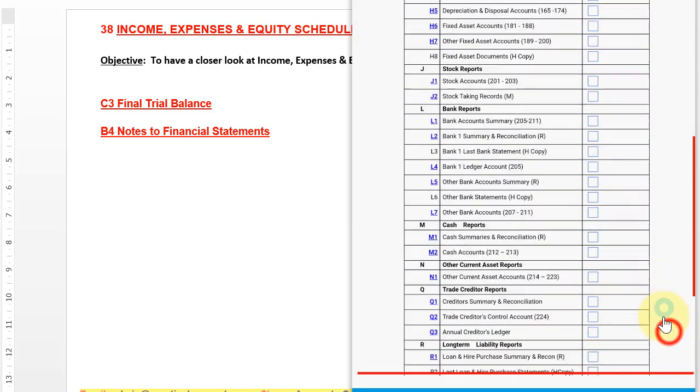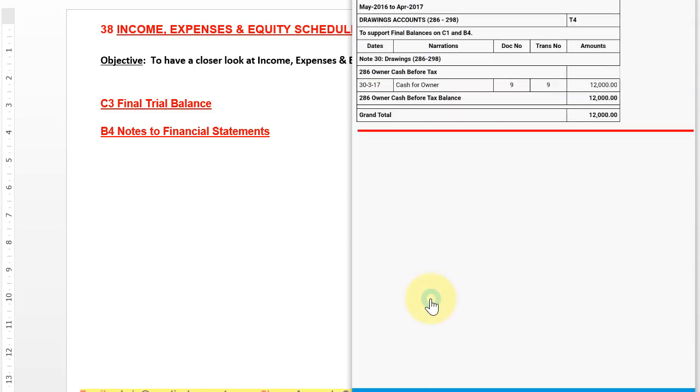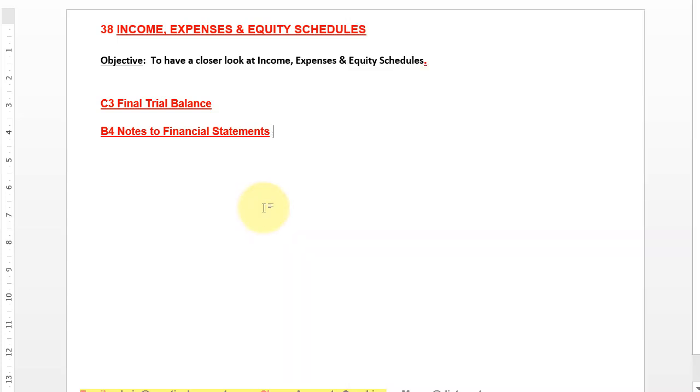We're looking at the final one, which is the drawings accounts. Let's see which drawings accounts there is. There is only one drawings account. That's account 286, and it shows the 12,000 that was taken for personal use.